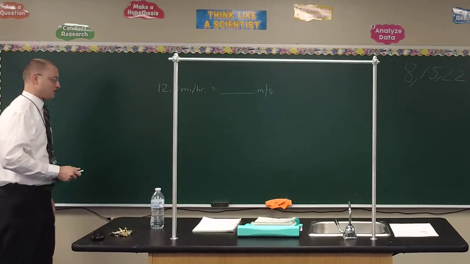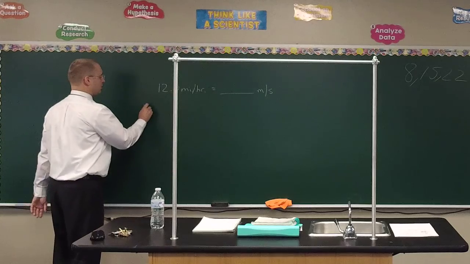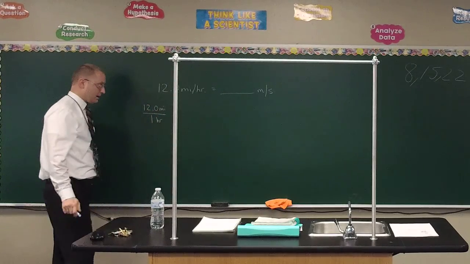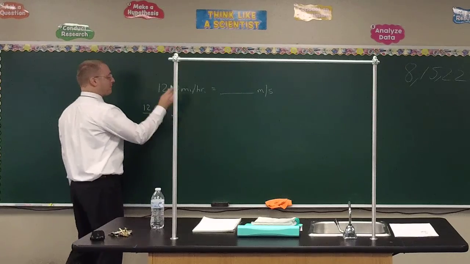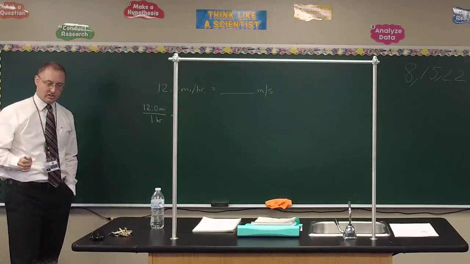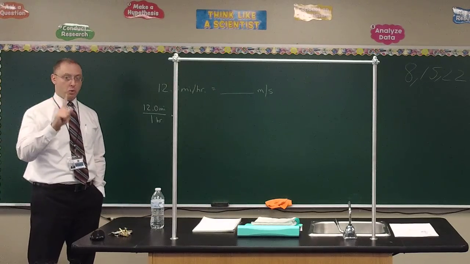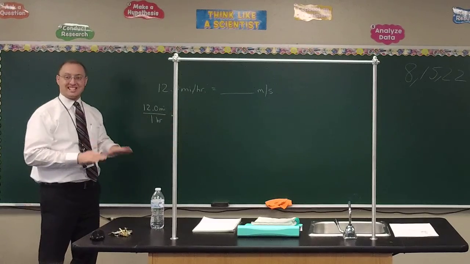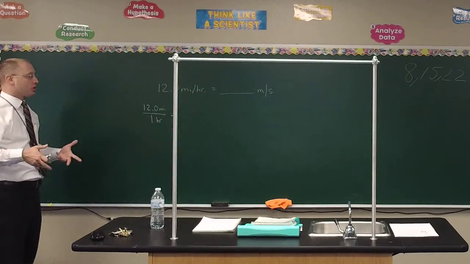How would I write it as a fraction, Kendall? 12.0 miles over 1 hour. All right. And then we're going to multiply by a series of ratios. Now, every fraction we multiply has to equal 1, by making sure that whatever we have at the top and whatever's in the bottom are the exact same. They'll look different, but they'll be worth the same.